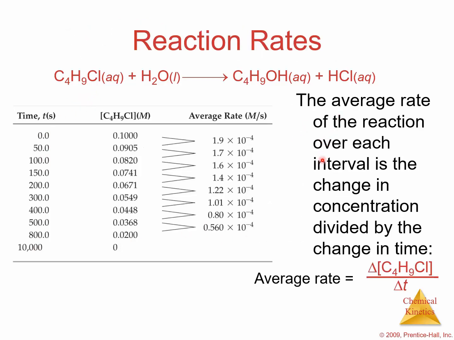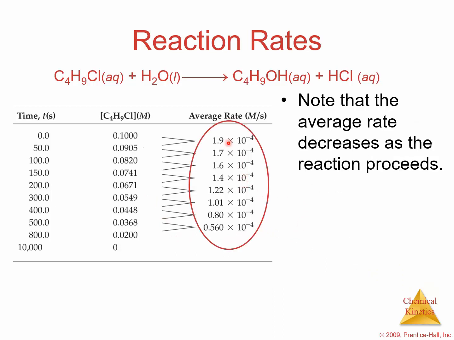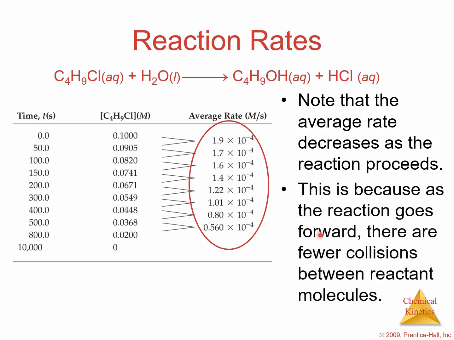Now, the average rate of the reaction over each interval is the change in concentration divided by the change in time. So the average rate, change in concentration of butyl chloride divided by change in time. So for each two values, you can calculate the average rate. And as you can see, note that the average rate decreases as the reaction proceeds. And this is because as the reaction goes forward, there are fewer collisions between reactant molecules because concentration decreases.